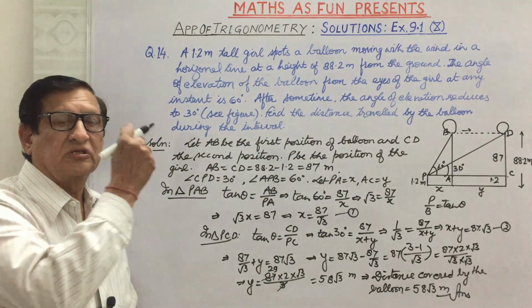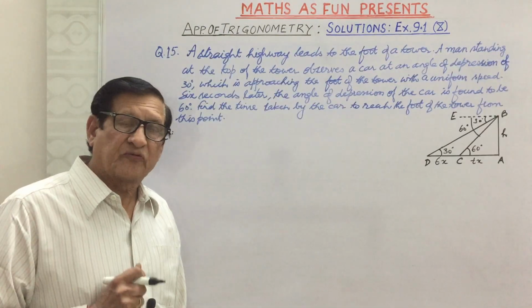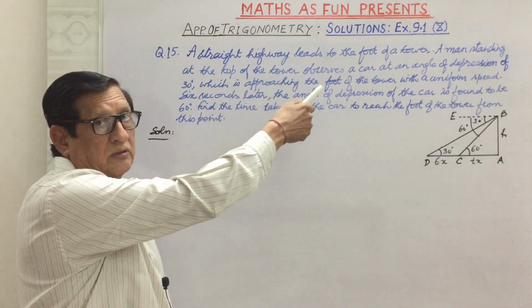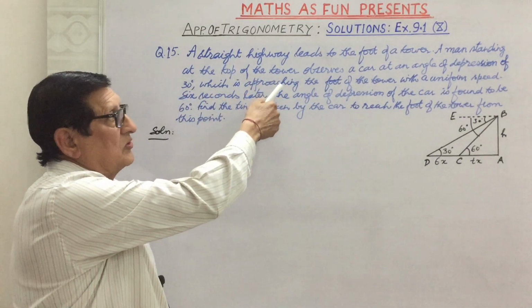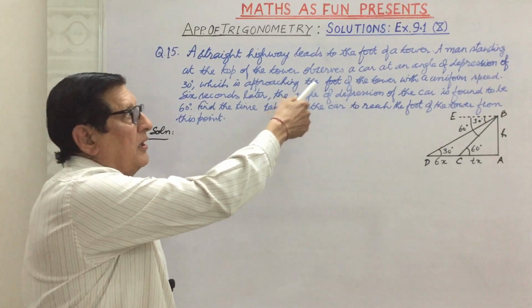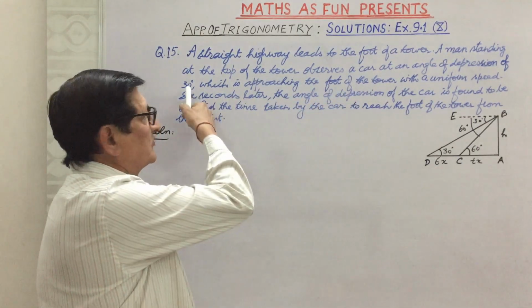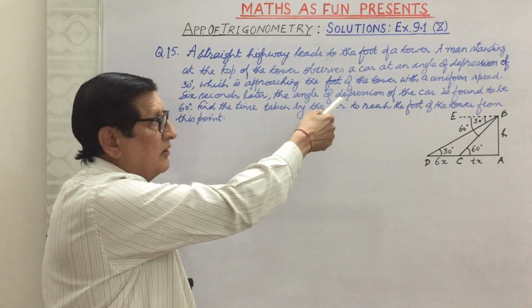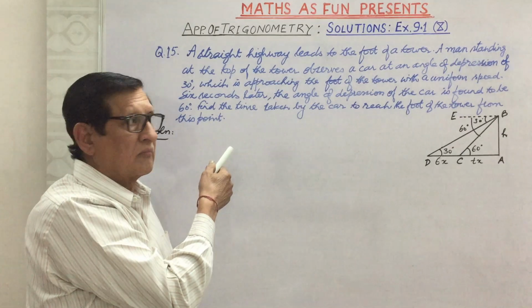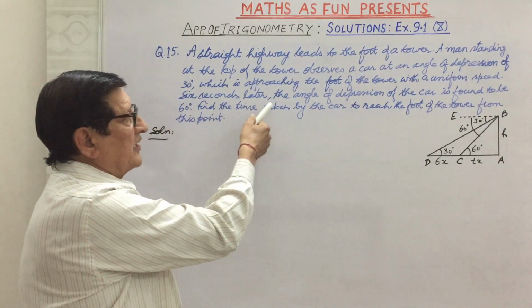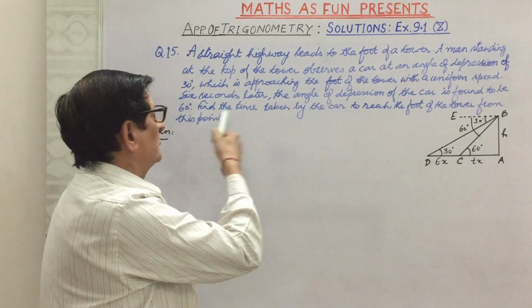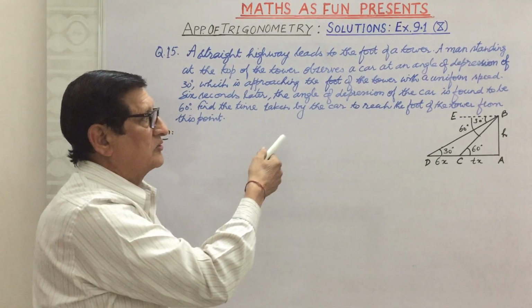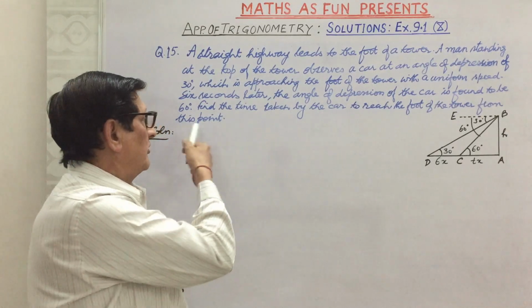Now we will proceed to question number 15. Question number 15 is: a straight highway leads to the foot of a tower. A man standing on the top of the tower observes a car at an angle of depression of 30 degree, which is approaching the foot of the tower with a uniform speed. 6 seconds later, the angle of depression of the car is found to be 60 degree. Find the time taken by the car to reach the foot of the tower from this point.